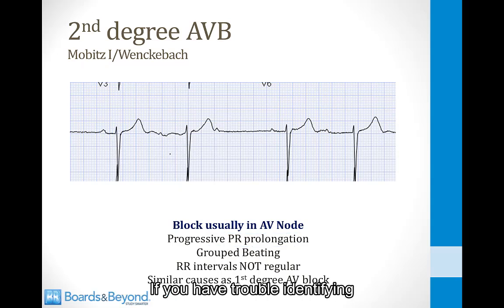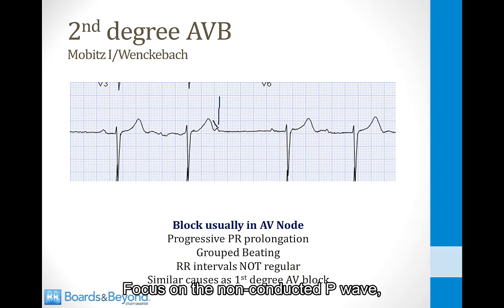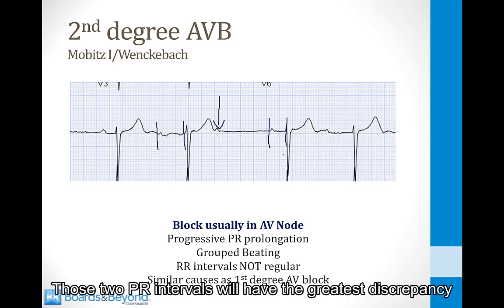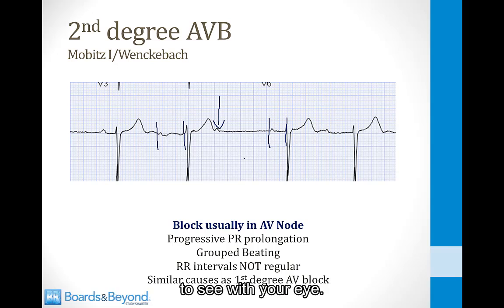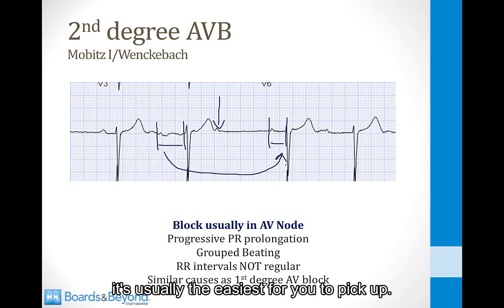If you have trouble identifying the progressive PR prolongation, I'll give you a trick. Focus on the non-conducted P wave, then look at the PR interval just before the non-conducted P wave and just after. Those two PR intervals will have the greatest discrepancy in length, and thus they are the easiest to see with your eye. Notice that the one before is quite long, and the one after is relatively short. Since the difference between these two is so big, it's usually the easiest for you to pick up.